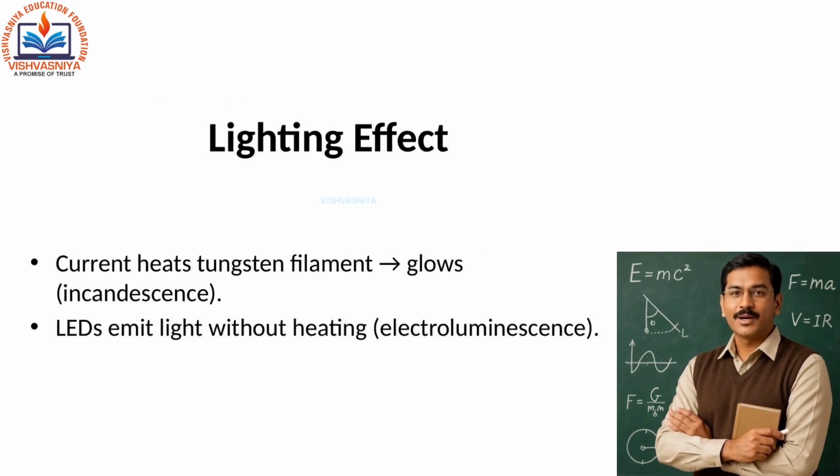In an electric bulb, current heats the filament, usually tungsten, until it glows. This process is called incandescence. Then there is electroluminescence, where current causes certain materials to emit light without much heating.